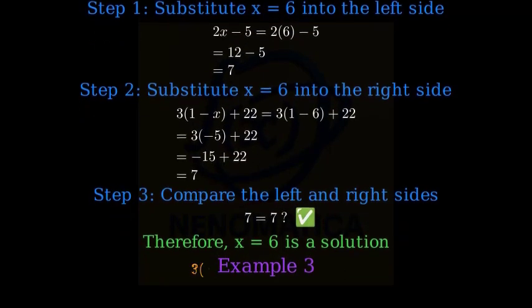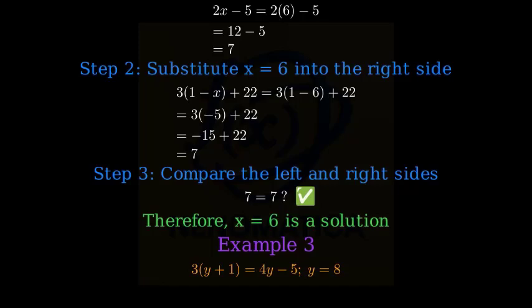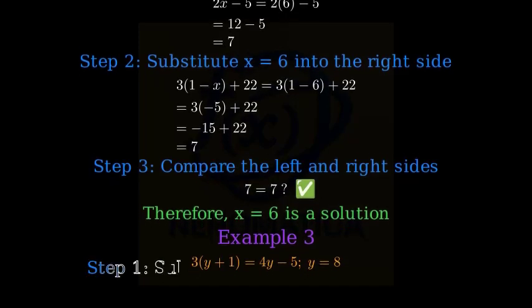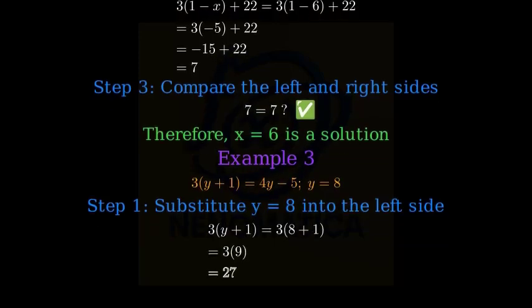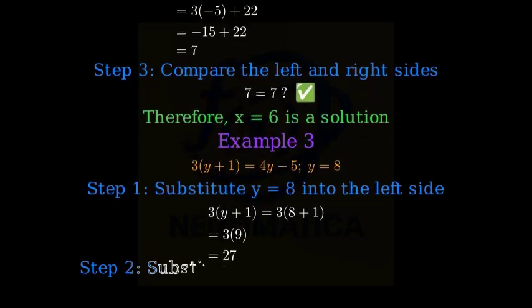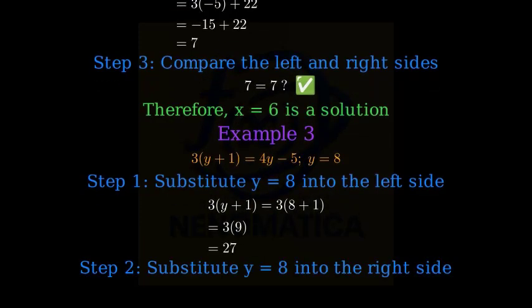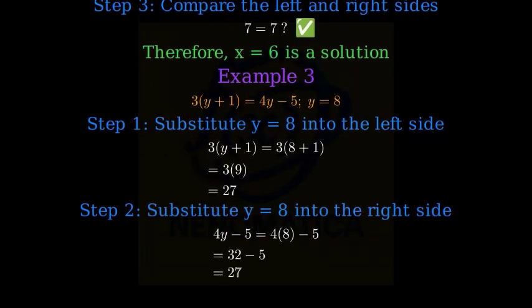Check if y equals 8 is a solution to the equation 3 times the quantity y plus 1 equals 4y minus 5. Step 1. Let's substitute y equals 8 into the left side of the equation. 3 times the quantity 8 plus 1. 3 times 9 is 27. Step 2. Now let's substitute y equals 8 into the right side of the equation. 4 times 8 minus 5. 4 times 8 is 32. 32 minus 5 equals 27.